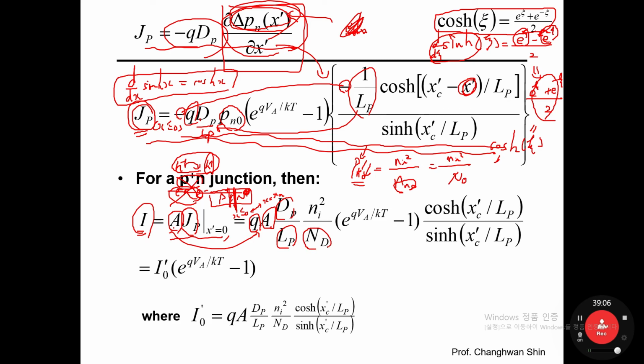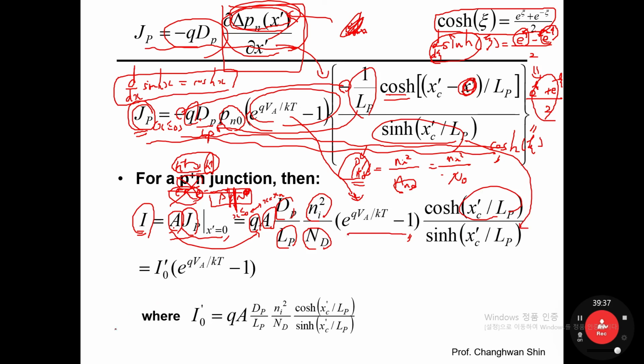So you can see that ND, ni squared, right? Instead of p n naught, I have used ni squared over ND. And the exponential terms, exponential qVA over kT minus 1, are simply moved downward here. And here the hyperbolic cosine at x prime is 0, so xc prime over LP here, and here the hyperbolic sine of xc prime over LP. That term has been moved as it is.